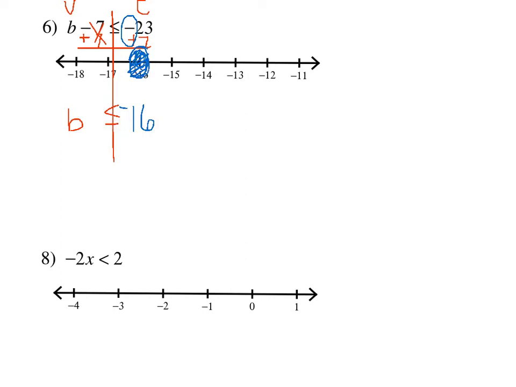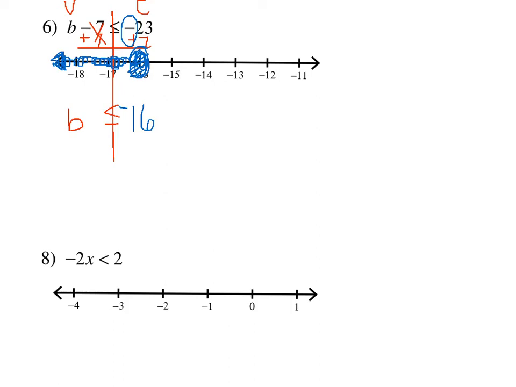And I want the b's, or the numbers, that are smaller. Do you see how that's just the little side of the arrow? So the b's that are smaller than negative 16, and those are going to be the b's that are on the left. So I'm going to shade to the left, including the end of my arrow.